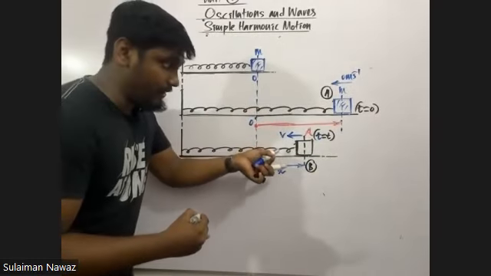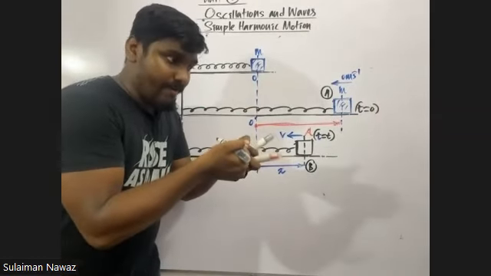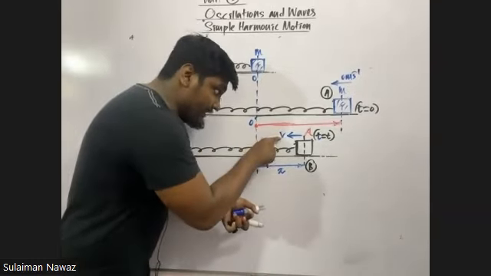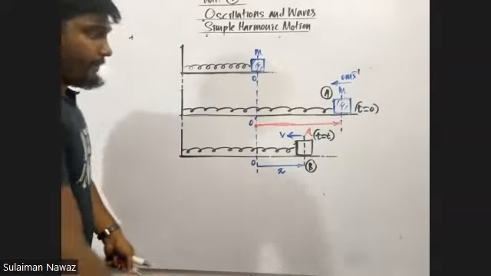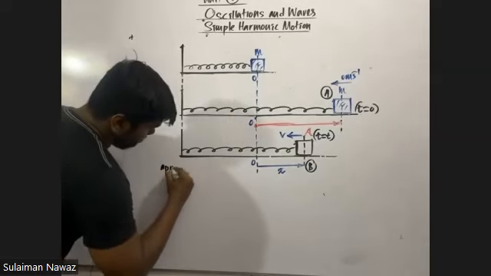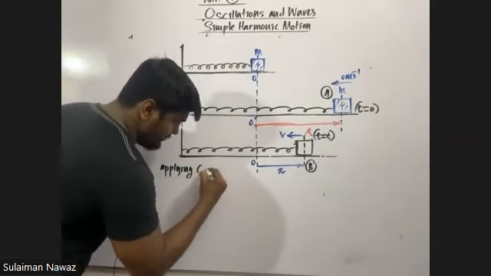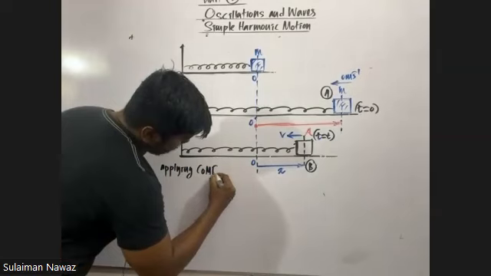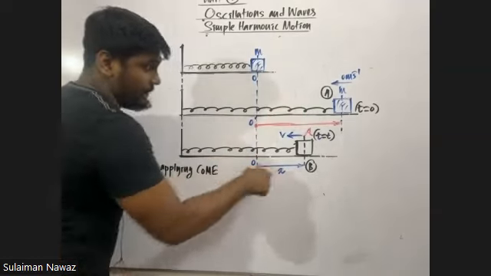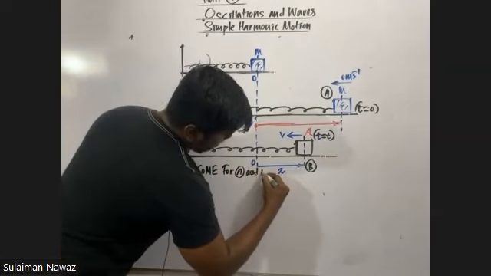Considering capital A and capital B of the system, I am going to apply conservation of mechanical energy. Why am I applying it? To get an equation for instantaneous velocity capital V. So I am applying conservation of mechanical energy for the capital A portion and the capital B portion.